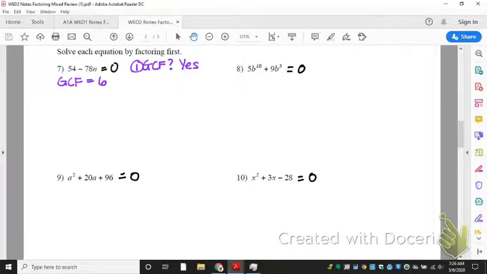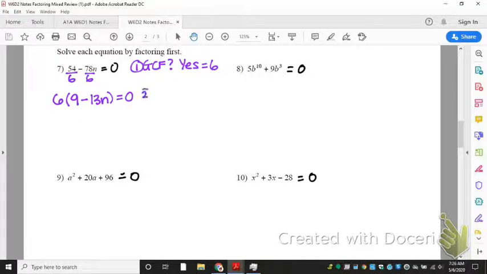Okay, so we got a 6. So that means I am dividing, actually I'm going to erase this and give myself some more room. It is 6, so I'm going to divide both of these by 6. Okay, so 54 divided by 6 is going to give me 9. So I get 6 in the front, and then 9 minus 78 divided by 6 is 13. So it's going to be minus 13n equals 0. Okay, so now you have your factors. You have 6 and 9 minus 13n. Both of those multiply together to equal 0.